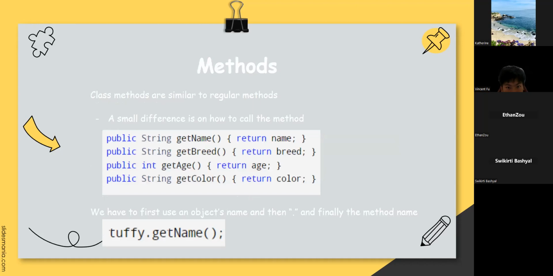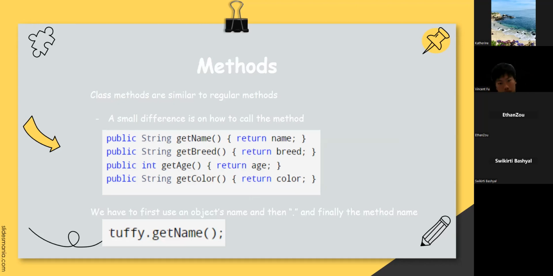So finally, we have methods, and class methods are pretty similar to regular methods, which we covered already. And you can see that here we have four basic methods. So we have get name, get breed, get age, and get color. And based on the name of these methods, it's kind of self-explanatory what they do. But you can see that they all just return either the name, breed, age, or color. They just return a property.